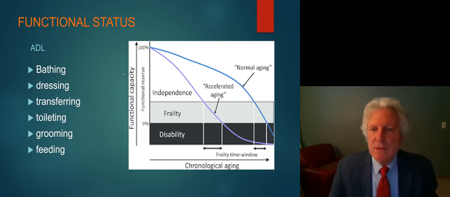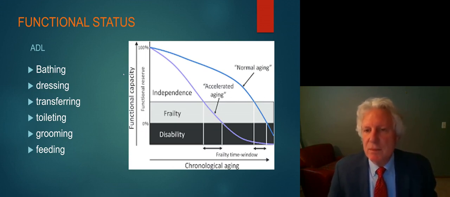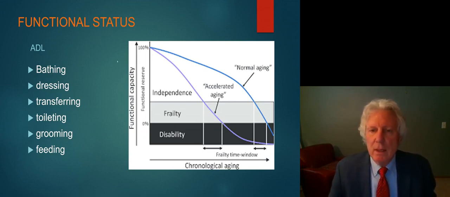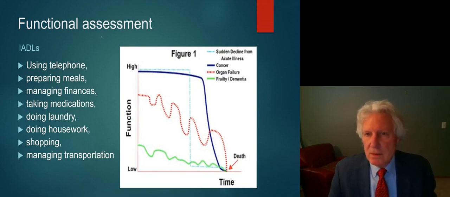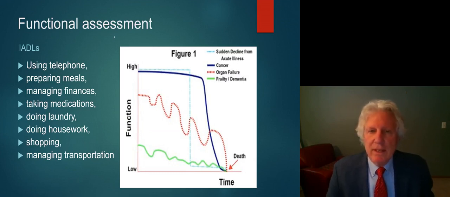And the goal of geriatric assessment is to move these arrows, this purple scale or this blue scale, up to a higher level of capacity. So this slide here shows that for instrumental activities of daily living, there are different trajectories that occur with different diseases. You can see in this dark blue, the cancer, as it progresses, can have a very precipitous decline in functional activities.